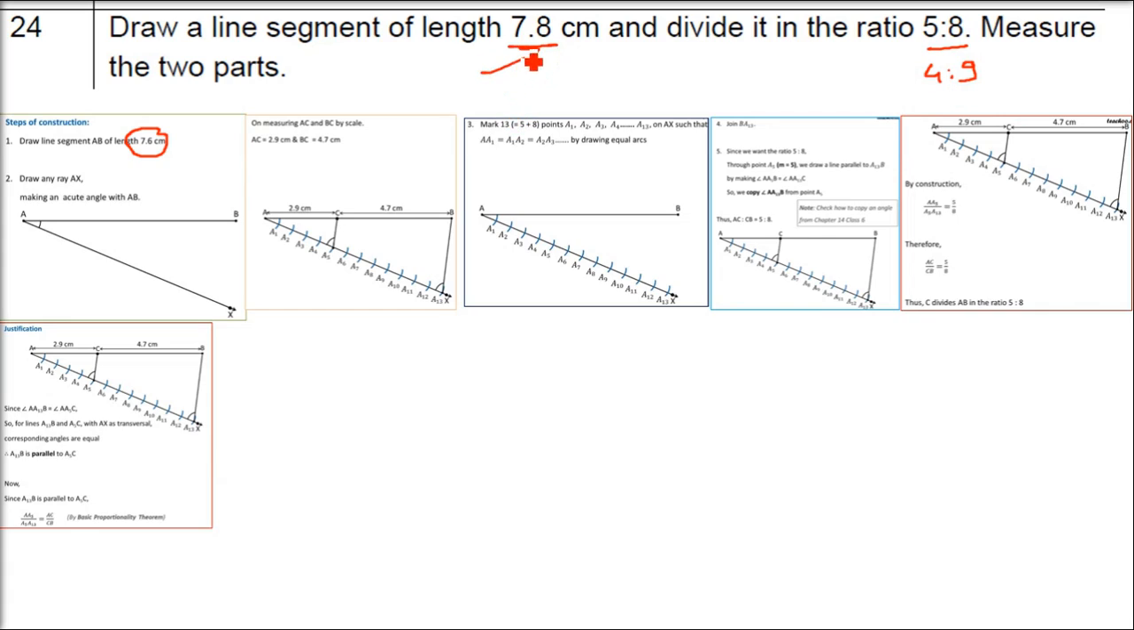It will not be same in your actual exam. Please remember, it may change. We don't know because this is a sample question of CBSE. So the concept I am telling you, whatever is the length of the line segment, first draw this line, straight line, using your ruler. This is A and this is B. So this is 7.8 centimeter you have to draw.